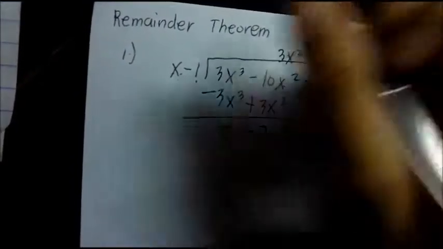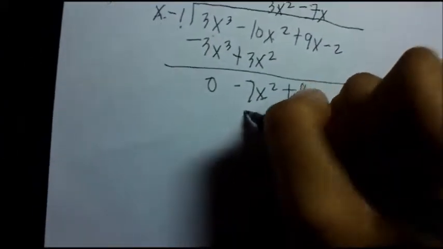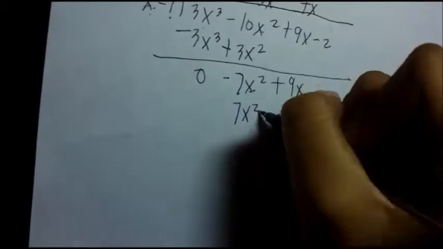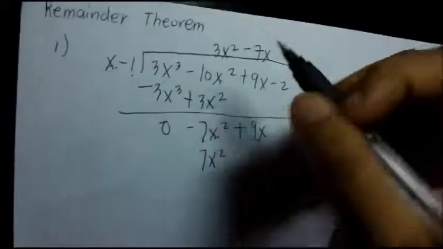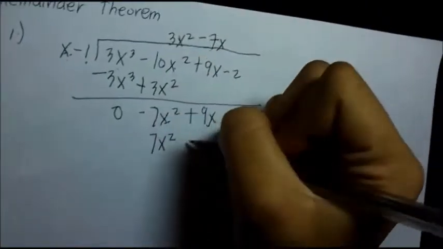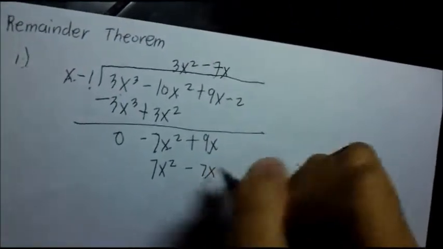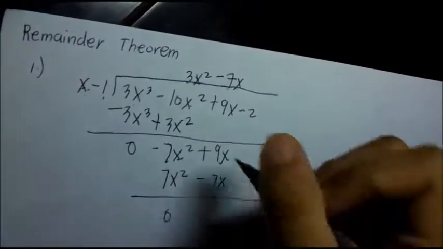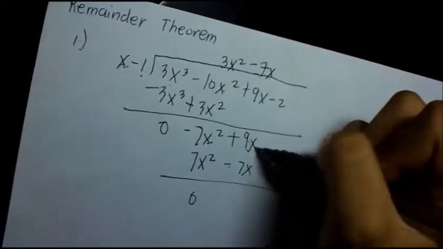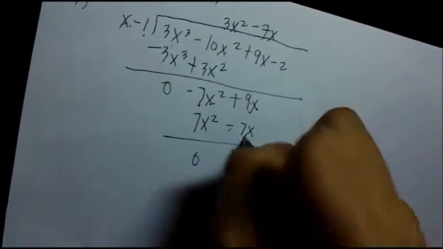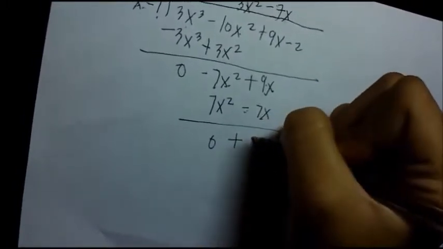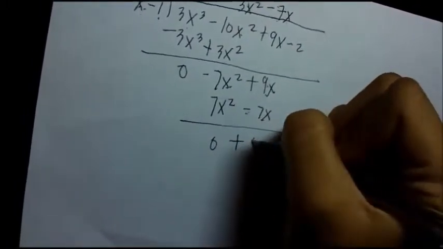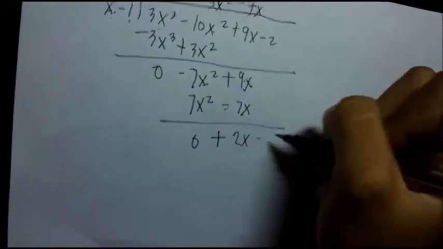Then, negative 7x times x is equal to positive 7x squared. Then, negative 7x times negative 1 is negative 7x. So, 0 again. Then, 9x plus negative 7x is equal to positive 2x. Then, bring down negative 2.